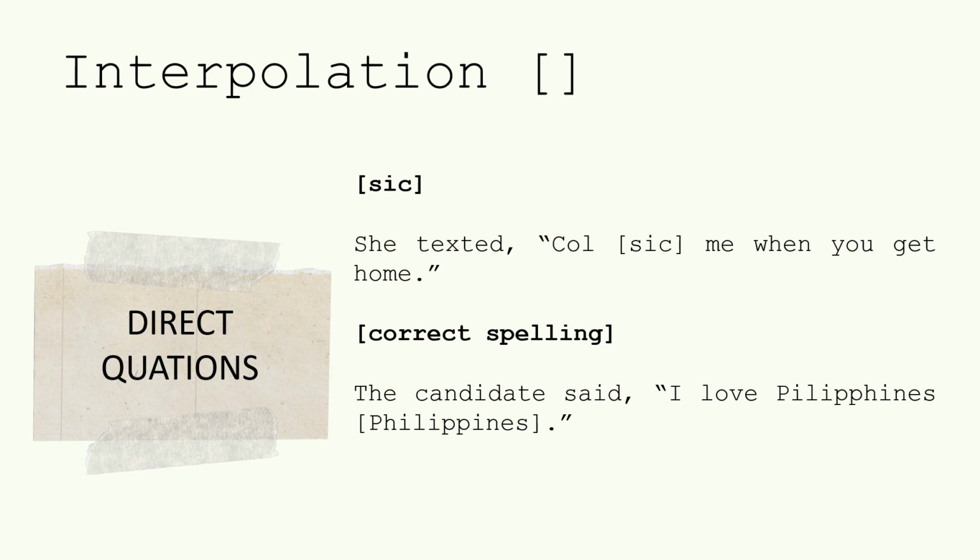Now, you could also use interpolation to correct the wrong spelling from your source. Like, for example, you saw in your source and you're doing direct quotation, the candidate said, "I love the Philippines." But in this direct quote that you have, Philippines is misspelled. So you are going to use interpolation to correct the spelling. Okay? Alright.